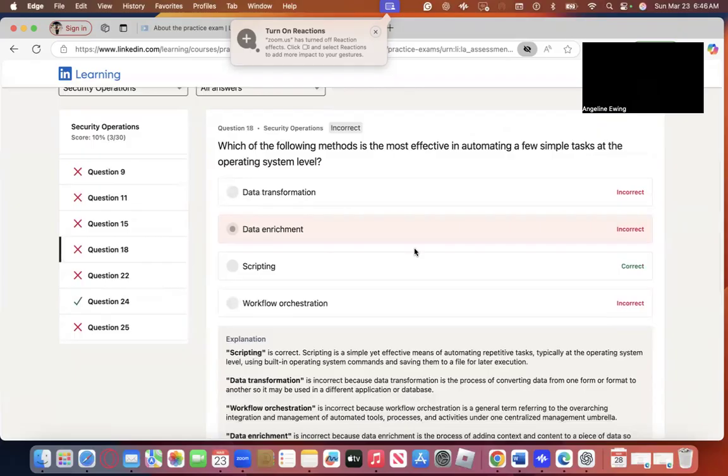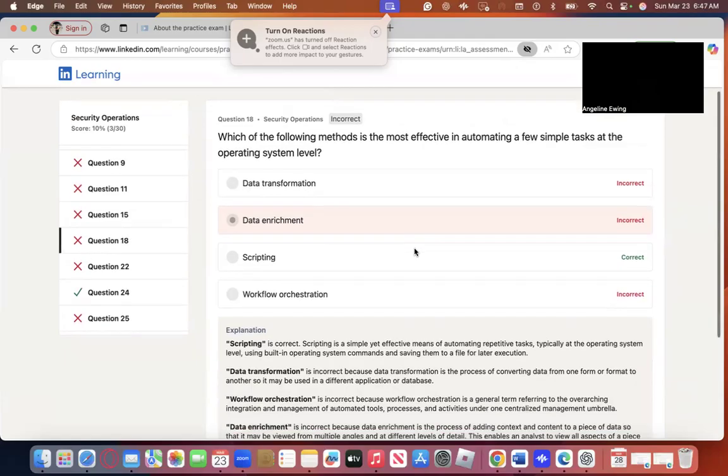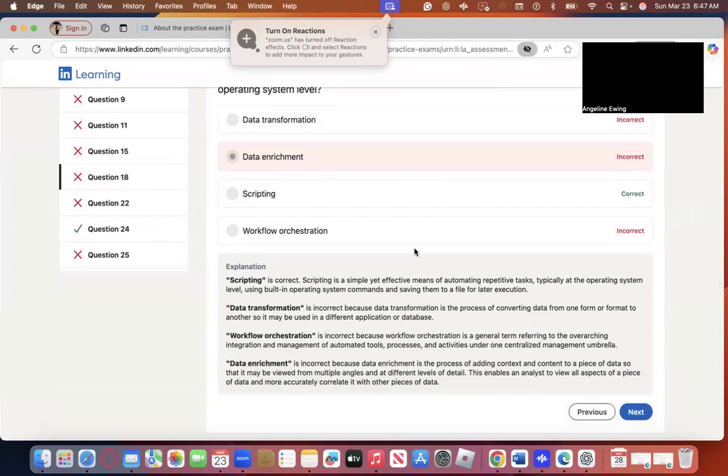Which of the following methods is the most effective in automating a few simple tasks at the operating system level? That would be scripting. Scripting is a simple yet effective means of automating repetitive tasks, typically at the operating system level, using built-in operating system commands and saving them to a file for later execution.